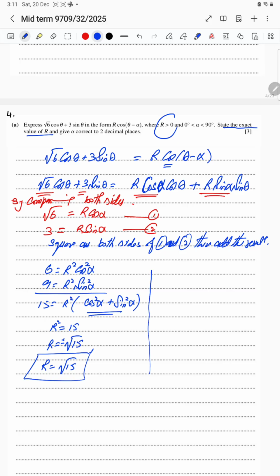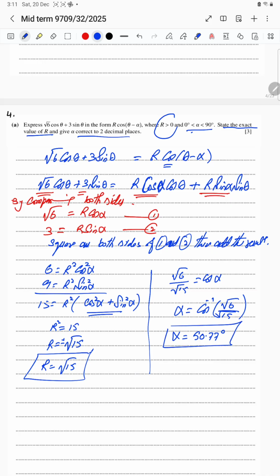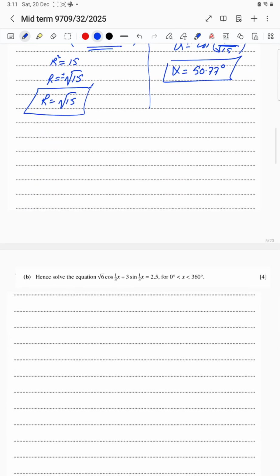Now for the value of alpha, replace this value in 1. Root 6 by r, root 15, is equal to cos of alpha, so alpha will be cos inverse of that. Alpha is required correct to 2 decimal places, so the exact value is not required. On the calculator you will get 50.77 degrees. The calculator mode is in degrees here because you are told it should be acute, less than 90 degrees. If it is in pi terms, you need to change the calculator mode to radians to justify your answer. I hope it is clear. Let's proceed to the next part.